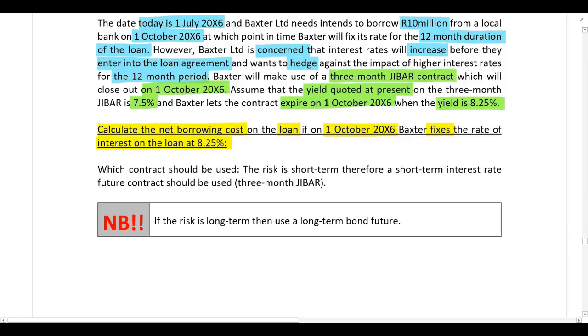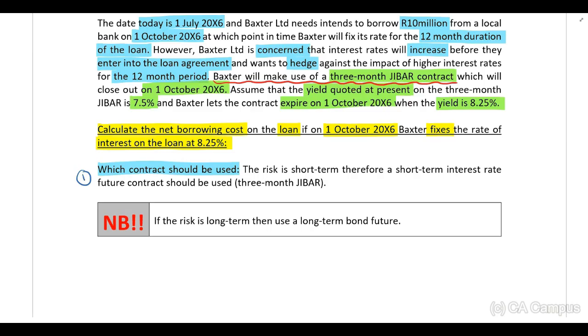So the first thing we need to do is determine which contract should be used. Now, it's very simple in this question because we were only given one contract. We were given the 3-month JIBAR, and we were told that Baxter is going to make use of a 3-month JIBAR contract. So you didn't actually have to decide between various different contracts.